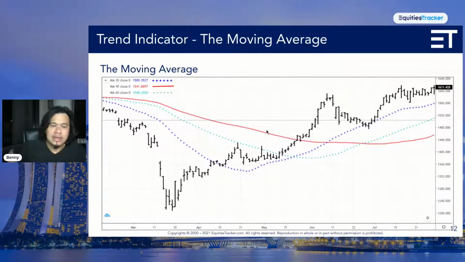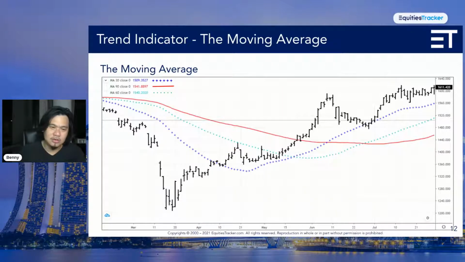Now, let's take a look at the difference between the moving average indications. Now, remember, if the price is below the moving average, then we have a downtrend. If the price is above the moving average, then we have an uptrend. So here we have a 30-day moving average, which is the blue dotted line. And then we have the 60-day moving average, which is slightly longer, represented by a light blue dotted line. And then we have a 90-day moving average, which is the red solid line.